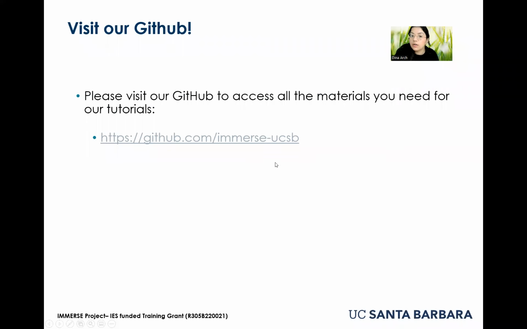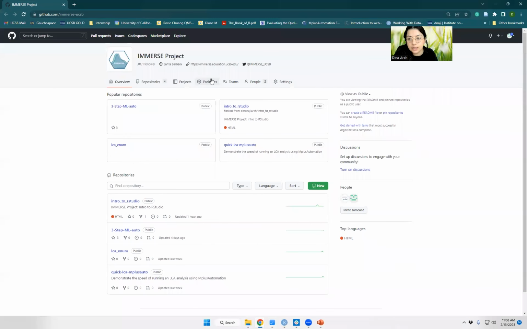To access all the materials that you need for our tutorials, you can visit our GitHub. It's immerse-UCSB. And then here you can see our GitHub. We have 4 repositories right now. The one that we'll be using for this tutorial is Intro to RStudio.